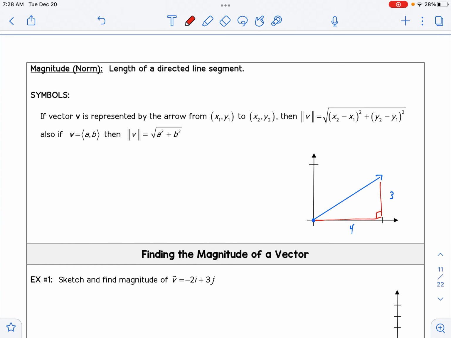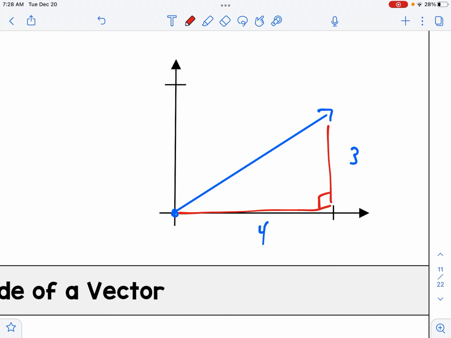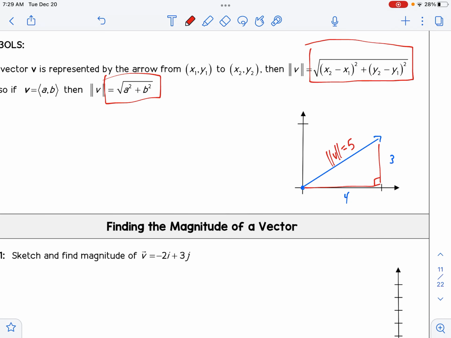You can read through the blurb up here. This is no more than your distance formula. This is Pythagorean theorem. So there's a variety of ways that you can find the length of the vector. Pythagorean theorem is probably the easiest. So this would be a 3, 4, 5 triangle. So the magnitude of vector v would be 5. And again, the symbols we use for magnitude look like that double absolute value bar.